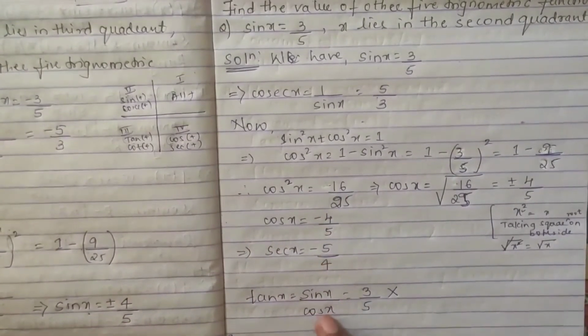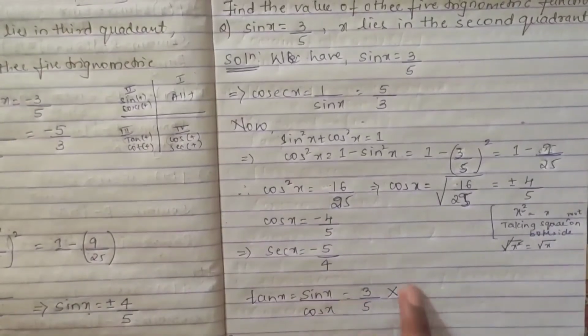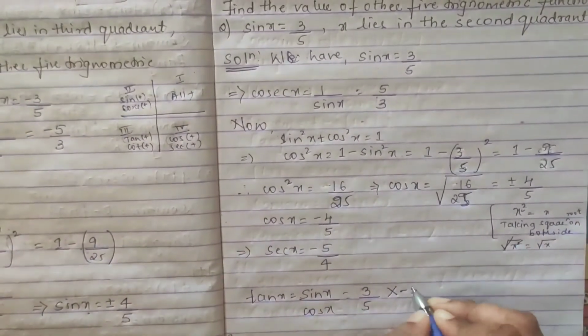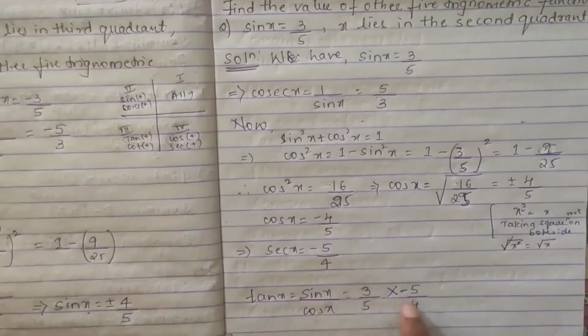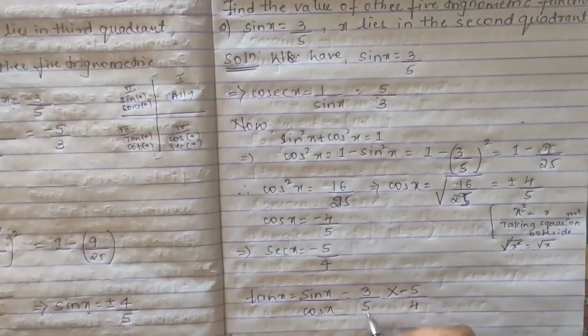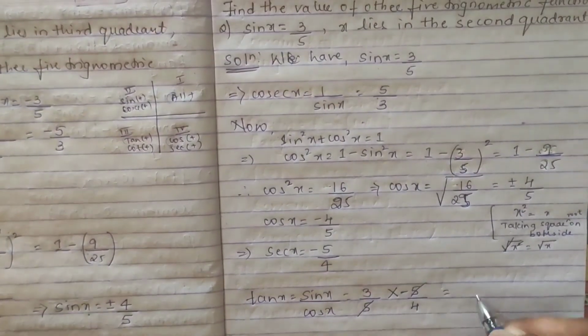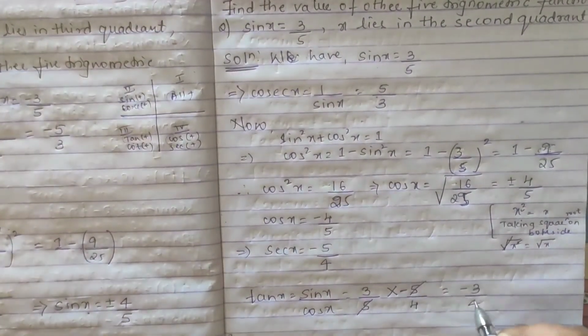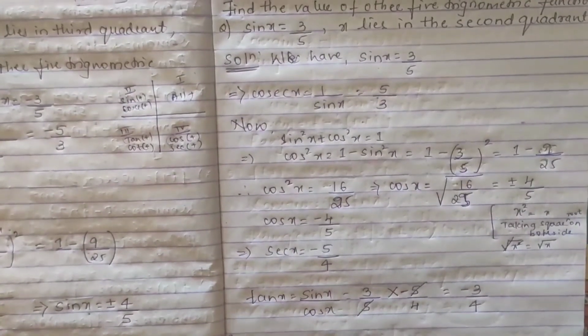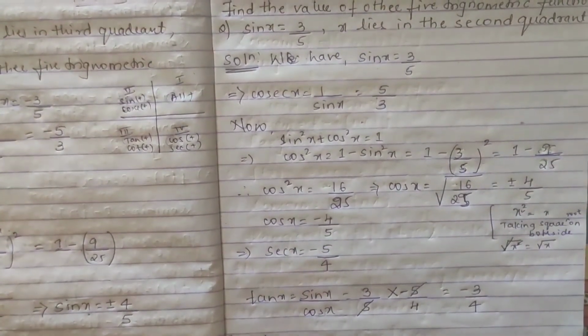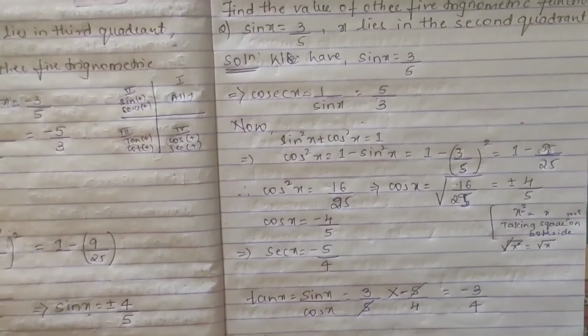Okay, here you will write minus 4 by 5. So when it goes here, it becomes minus 5 by 4. When it goes up, it becomes minus 5 by 4, right? So this 5 gets cancelled, and you'll be left with minus 3 by 4. As you can see, in the second quadrant tan is negative only. So therefore tan x you have got minus 3 by 4.